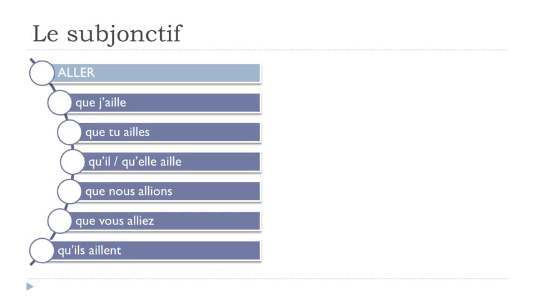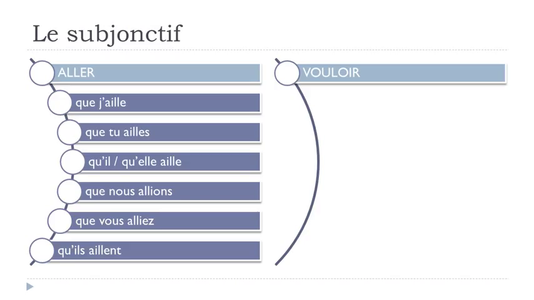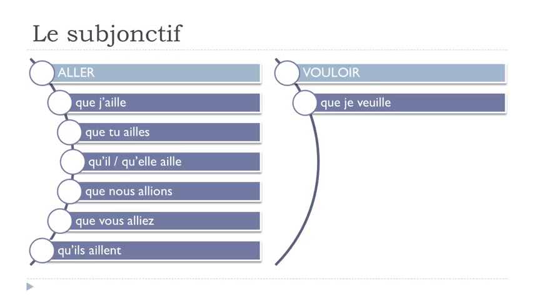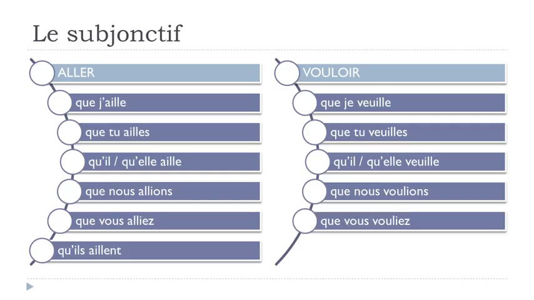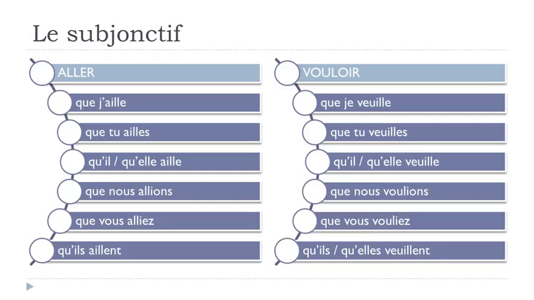All right, and so the other tricky verb is vouloir, to want: que je veuille, que tu veuilles, qu'il veuille, qu'elle veuille, que nous voulions, que vous vouliez, qu'ils veuillent, qu'elles veuillent. Same thing here. We have quite an important difference between je, tu, il, and nous, vous.